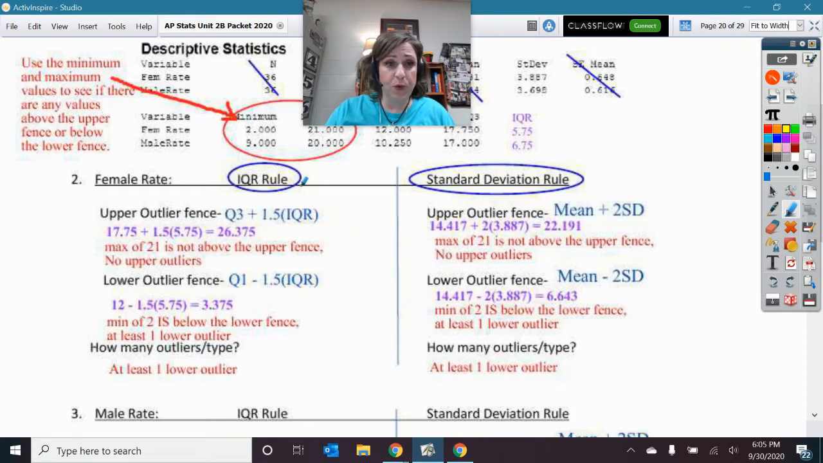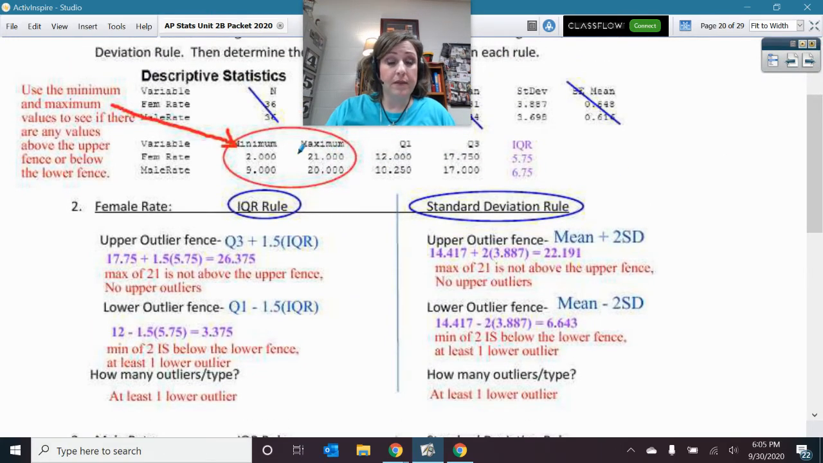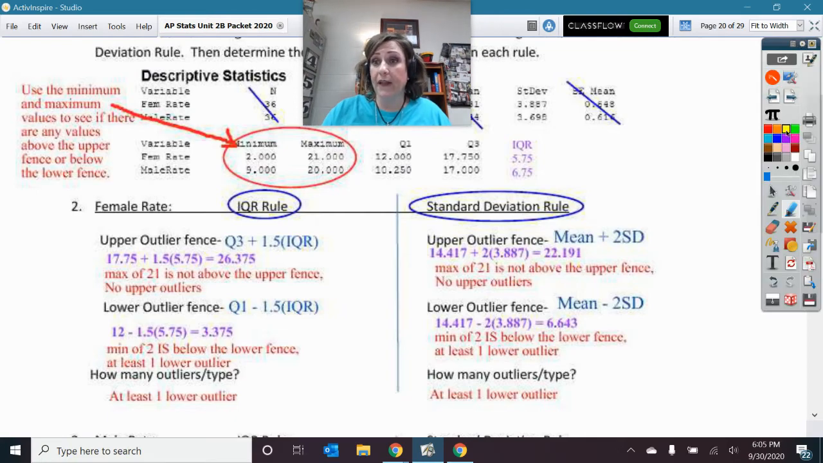Our fence was 26.375, and then I look at the female max, the maximum of the female data. I can see that the maximum for the female is not above the upper fence. In order to be an upper outlier, the maximum has to be above the upper fence, or the minimum has to be below the lower fence. We didn't have the maximum above the upper fence, but the minimum of 2 is below the lower fence. So we do have a lower outlier.